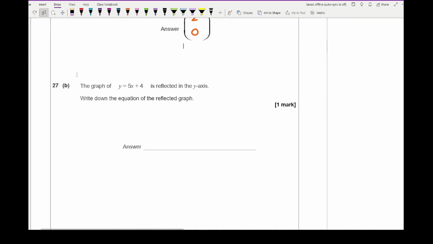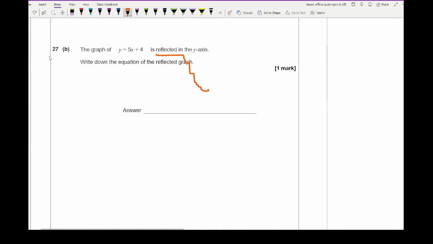And then finally, for the last part, it says the graph of y equals 5x plus 4 is reflected in the y-axis. Write down the equation of the reflected graph. Now to reflect in the y-axis, what we need to do is basically change the sign of x. So what that then becomes is y equals minus 5x plus 4, and there is my answer.